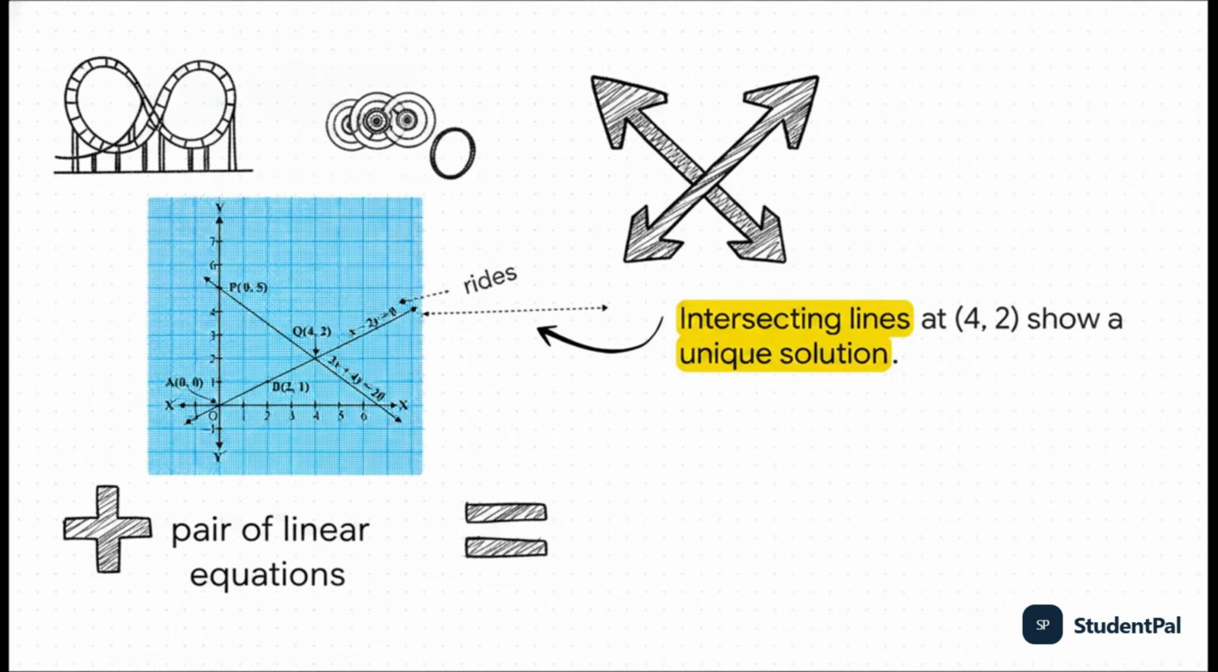Notice how these two lines cross like a physical intersection at exactly one single point? That's the coordinate 4, 2. That single meeting point means X is exactly 4 and Y is exactly 2. So Akila took 4 rides and played hoopla 2 times. We call this a unique solution, and equations that do this are known as a consistent pair.